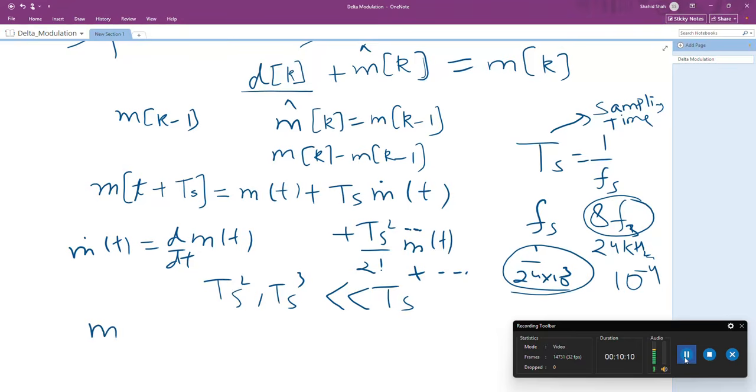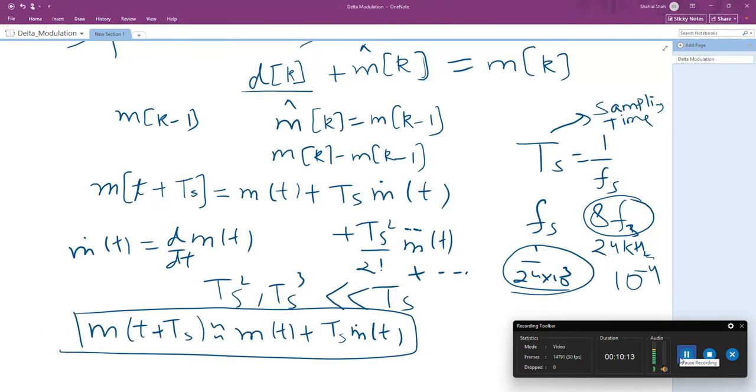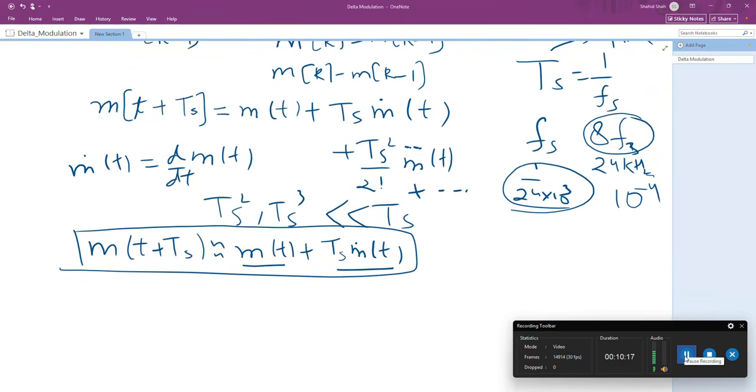So we can approximately write that m of t plus Ts is m of t plus Ts times the derivative of the message m of t. This is a very amazing equation. It tells you that if you know the current value of the message signal, the sampling interval, and the derivative of the message, you can predict the value of the message at t plus Ts. This is the future. So it shows that prediction is possible. It is not just an engineering insight, it has a mathematical basis also.